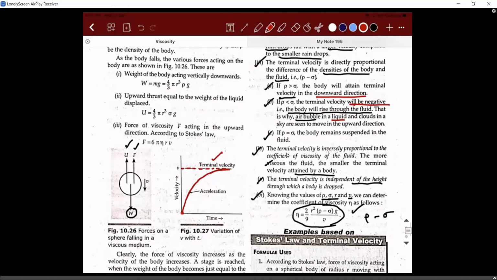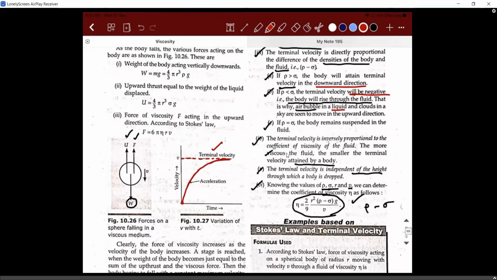So the air bubble and all, you will learn it under surface tension. At that point you will get clarity why it is spherical and all those things. Okay. And what will happen if rho is equal to sigma? I asked you this. So the object will get suspended somewhere in between. It will neither move in the downward direction nor in the upward direction. It will float somewhere in the middle. So it is indirectly covering the Archimedes principle also. Are you able to understand?